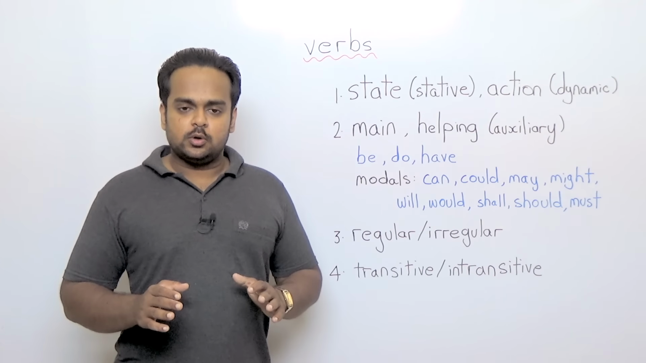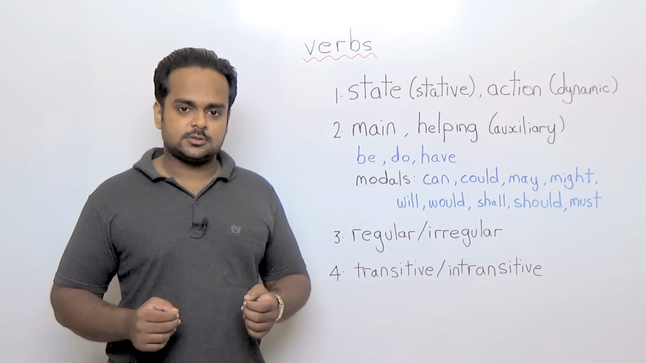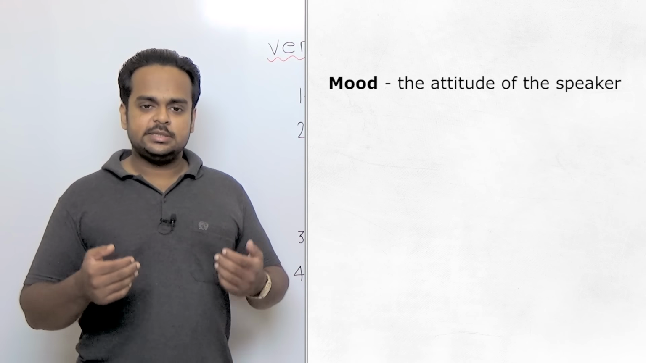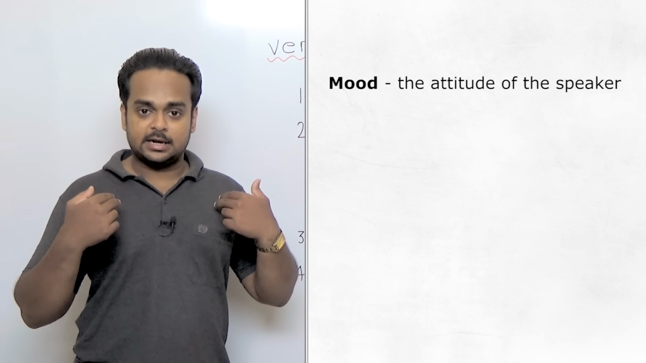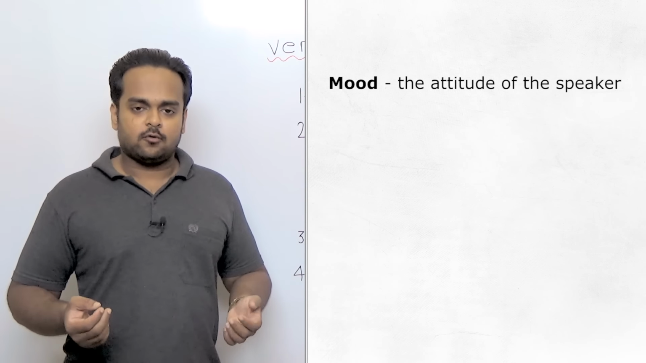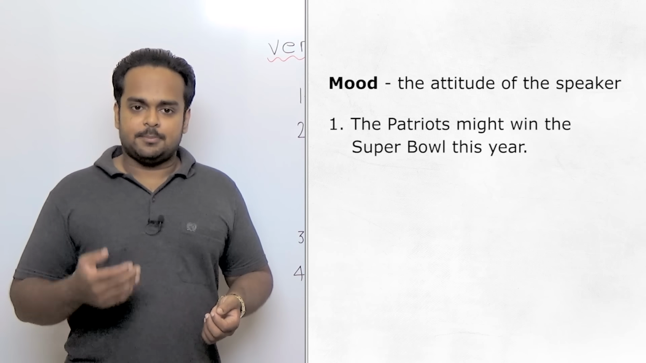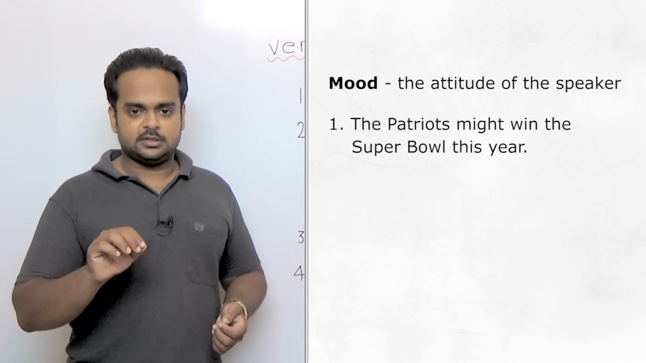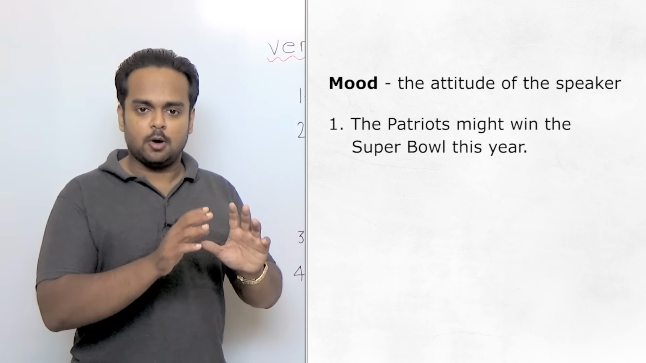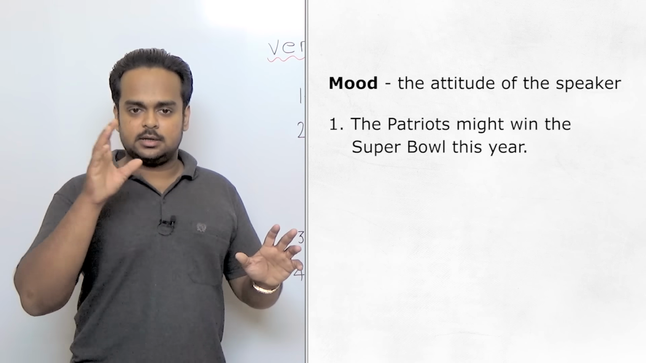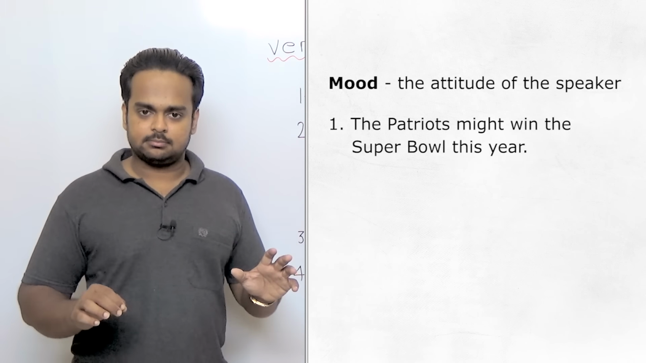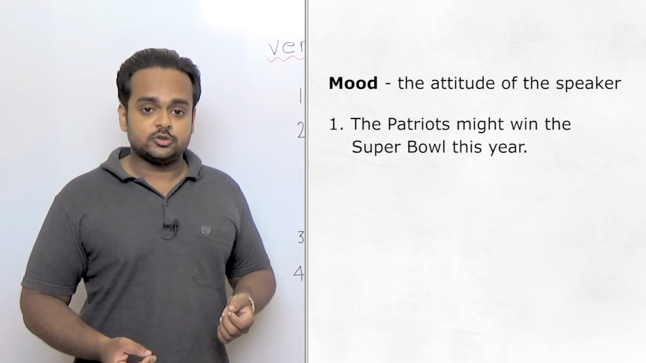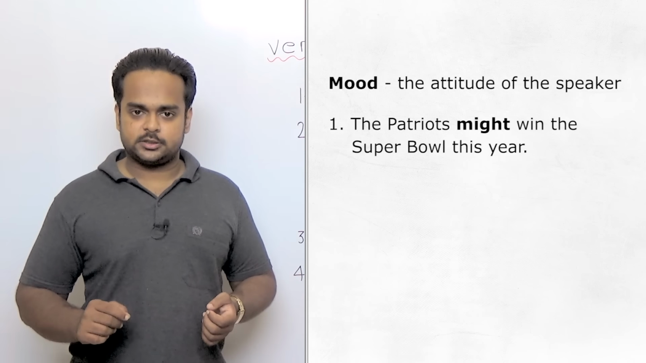Modals help us to express mood in a sentence. What is mood? In grammar, mood means the attitude of the speaker. That is the feeling I want to convey to you. For example, if I said, the Patriots might win the Super Bowl this year. If you don't know what that means, the Super Bowl is an American football tournament in the US, and the New England Patriots are a team. So I'm making a prediction about the future, and I'm using the modal verb might to do that.